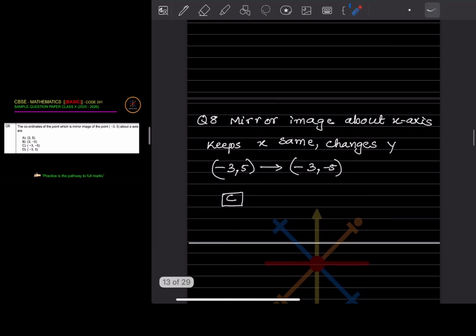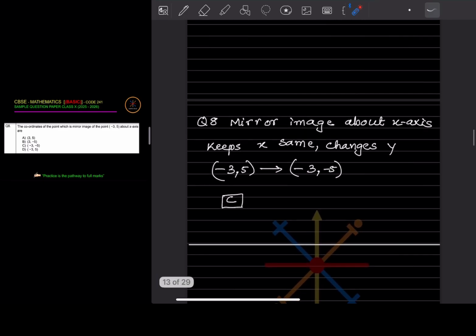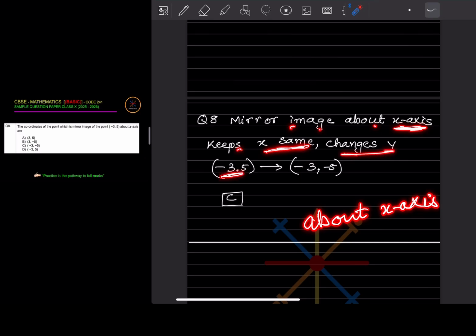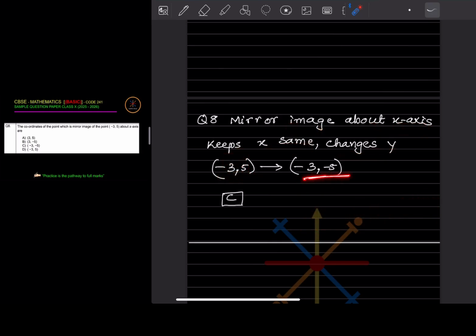Question number 8. They said the coordinates of the point which is a mirror image of the point minus 3 and 5 about x-axis. So the word given is about x-axis. So this is the important point. So now mirror image about x-axis keeps x the same. If it is x, x is going to be the same and y changes. So this is the point given. If we take this is x and this is y, x remains the same, but here this is plus 5, so this becomes minus 5. So this is the answer. So the correct option is C.